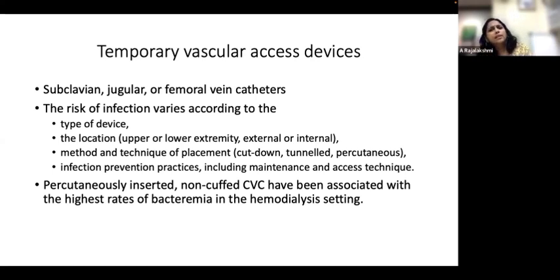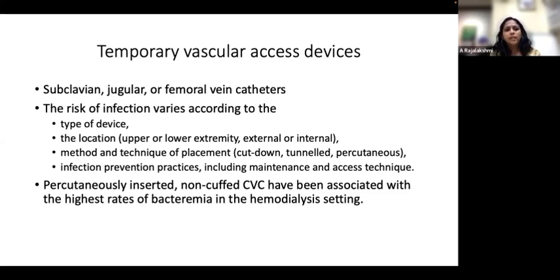So temporary vascular access can be put in subclavian, jugular, or femoral vein catheters. And the risk of infection varies according to the type of device, the location, the method or technique of placement, and your practices, both in insertion and maintenance. The upper extremity location is always less risk of infection than a femoral catheter. And the method of placement, like cut-down, tunneled or percutaneous, is better than a non-tunneled catheter, which is used short-term usually. The tunneled catheter can be used for many months to years.